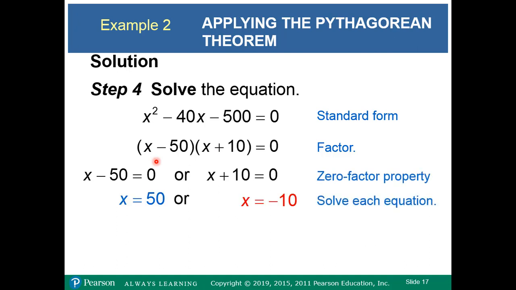Okay? Now, can the length of a triangle be negative? Of course not. Distance has to be positive. If we're talking about a piece of land, we're talking about the length. So it can't be negative. So x equals negative 10 does not make sense.